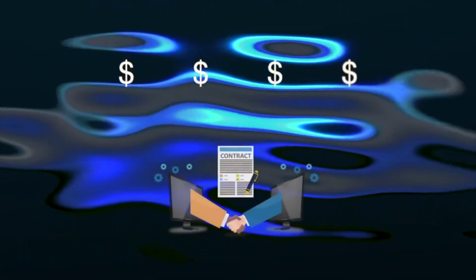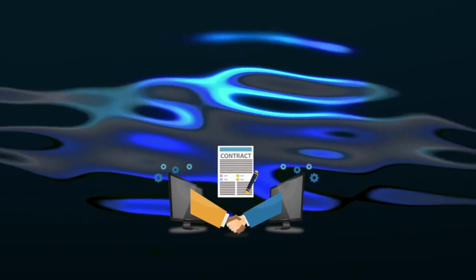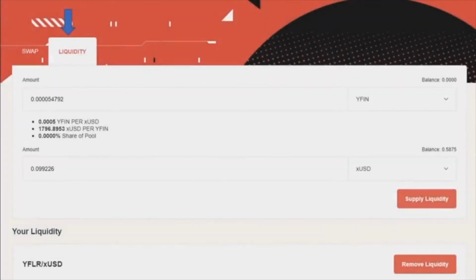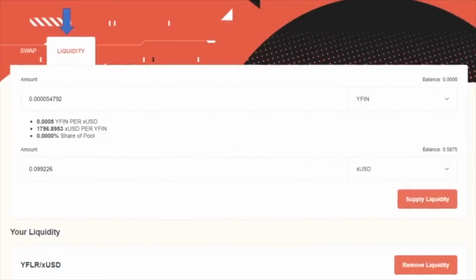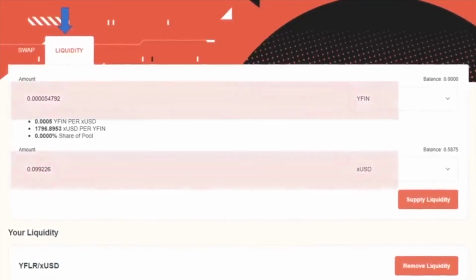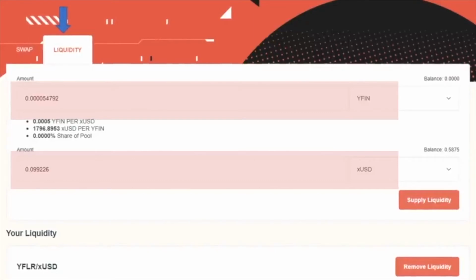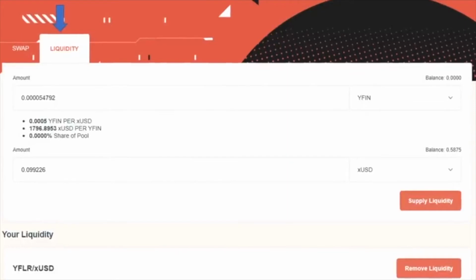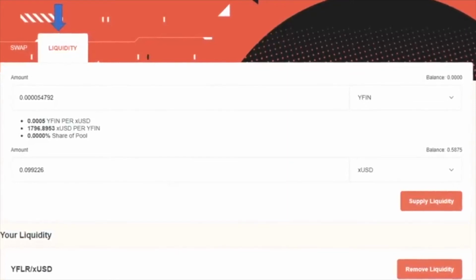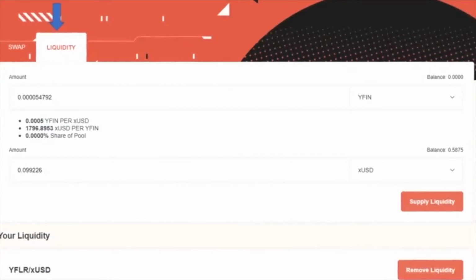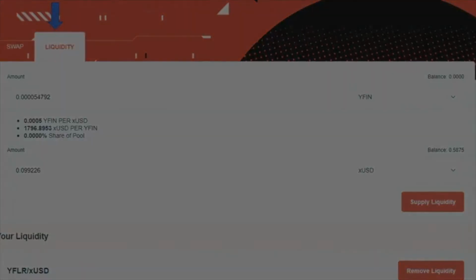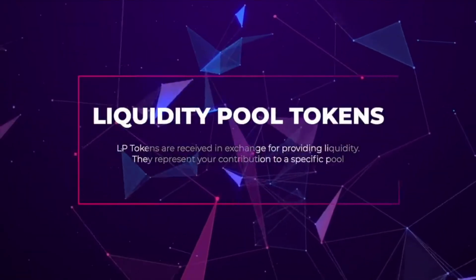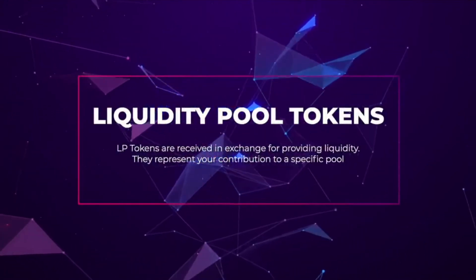Well, it's not a pool of water. A liquidity pool is a bunch of funds deposited into a smart contract by liquidity providers. For example, if you were part of the FLR Finance beta competition, you may have provided liquidity by supplying equal amounts of two different assets. This process interacts with a smart contract, and for providing the liquidity, you will receive a liquidity pool token, or an LP token for short. This represents your contribution to that specific pool.